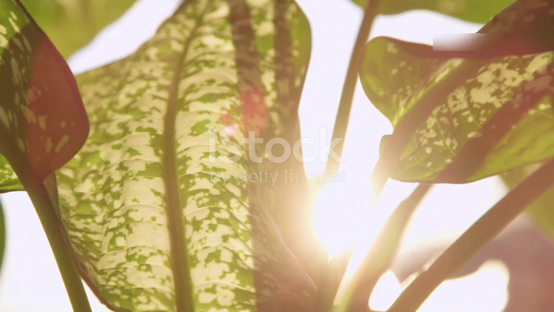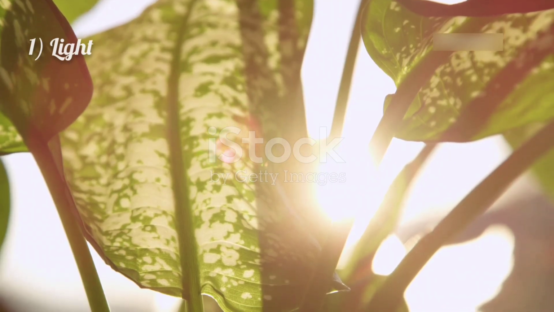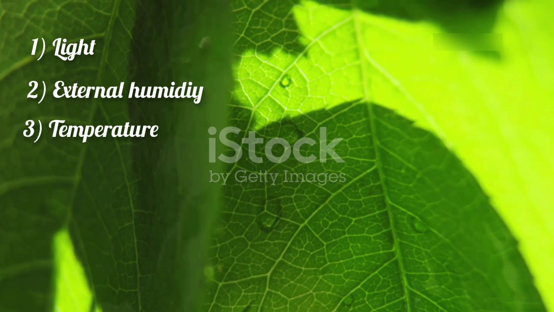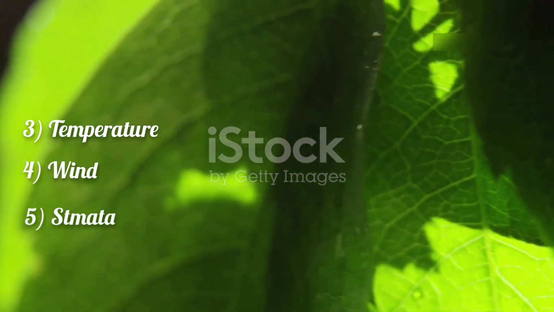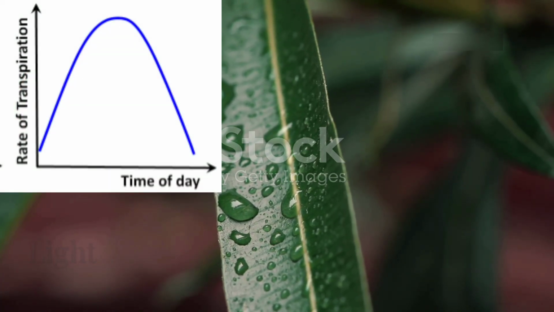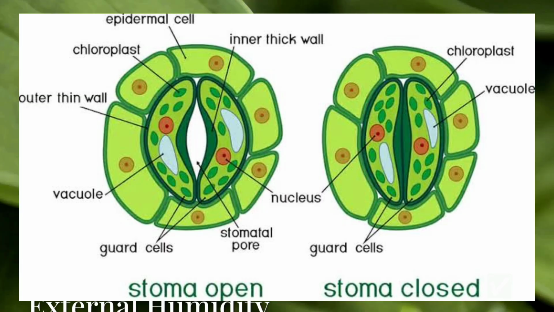There are quite a few factors which affect the rate of transpiration. These include 1. Light, 2. External humidity, 3. Temperature, 4. Wind, and 5. Stomata. Transpiration is greater in light because stomata are open during the daytime. At night, transpiration decreases because stomata are closed.